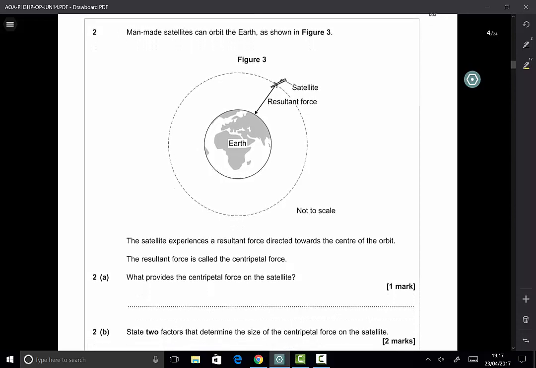Question 2. Man-made satellites can orbit the Earth as shown in figure 3. The satellite experiences a resultant force directed towards the centre of the orbit. This resultant force is called the centripetal force. What provides the centripetal force on the satellite? In this case, that will be gravity.